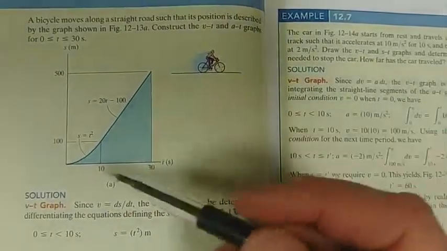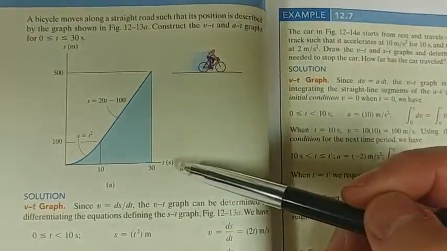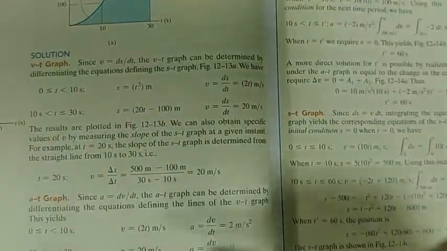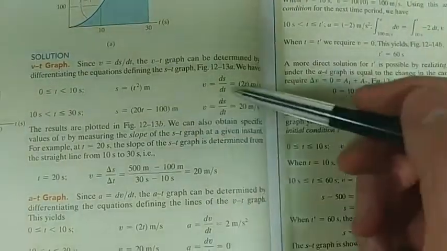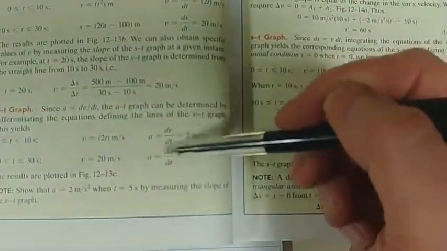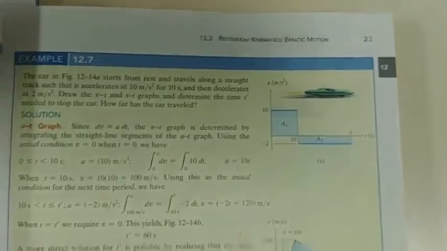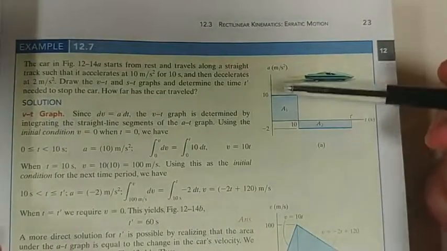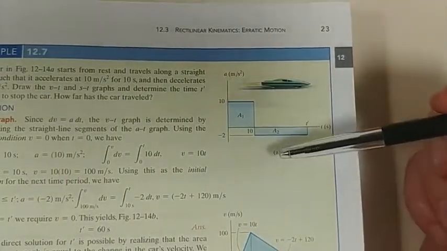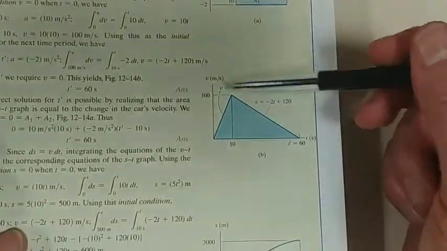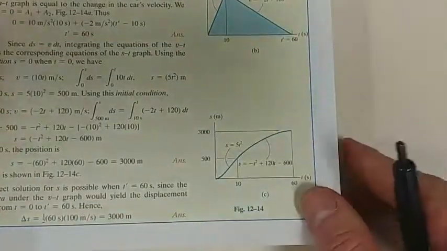So what you'll notice here is that we are moving from position time to velocity time to acceleration time, which means we're just taking the derivative of the position time curve to get the velocity, and the derivative of the velocity time curve to get the acceleration. In this next problem, 12.7, in a sense we're working backwards. We have acceleration time, but we're trying to find velocity time, and from velocity time, position time.